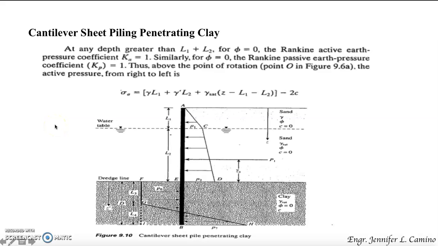So similarly, for phi equal to 0, the Rankine passive earth pressure coefficient Kp is also equal to 1. So above the point of rotation, which is point O, we have an active pressure. It can be shown on figure 9.6 that was presented a while ago. So the active pressure, acting from left to right, is equal to this equation.